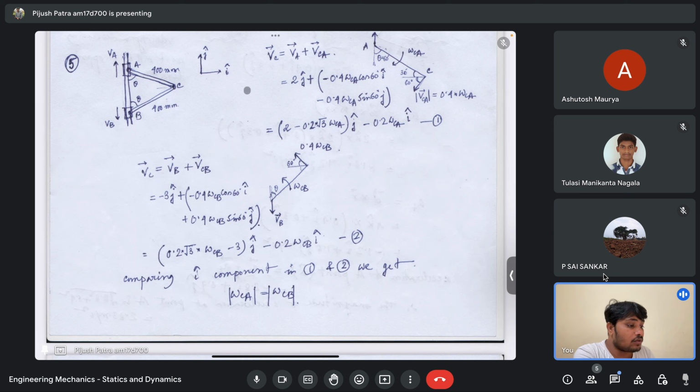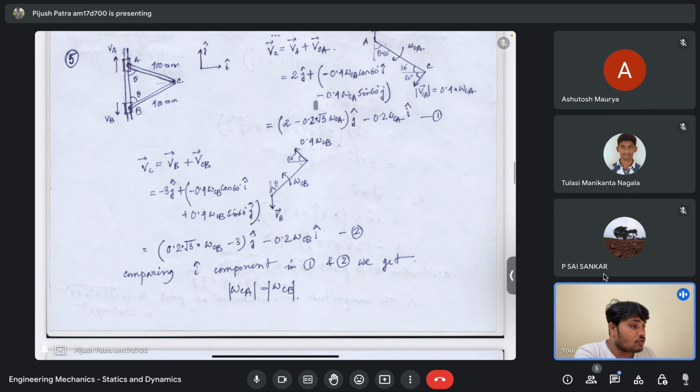So if you equate now the velocity you calculated using this relative velocity approach, where I have assumed what are the omega CA and omega CB, that is the unknown, okay, but the velocity overall of point C should be the same in both the ways, that's the only constraint. Now if I compare these two velocities, the I component should be compared with the I component, J component will be compared with the J component.